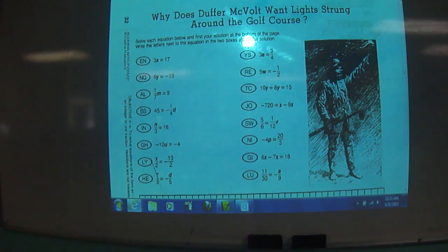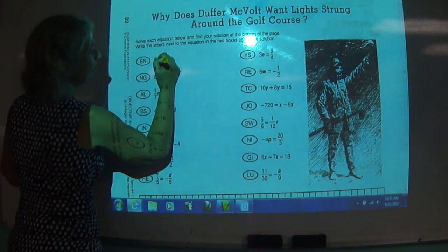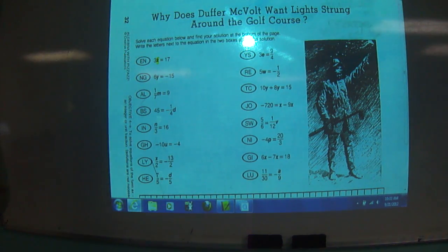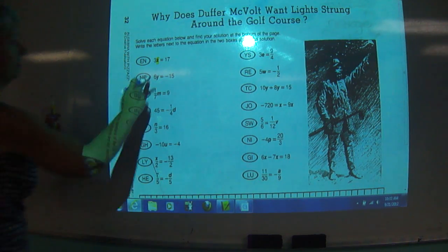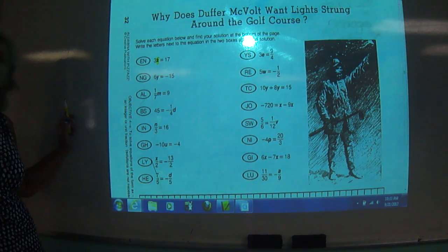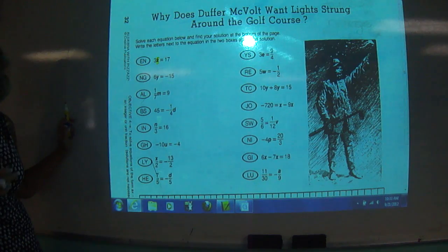Okay, why does Duffer McVolt want lights strung around the golf course? Again, we are isolating a variable. In this case, we're isolating x when it's hanging out with 3x. What is x doing with that 3? What's going on between x and the 3? Multiplication. It's multiplying.